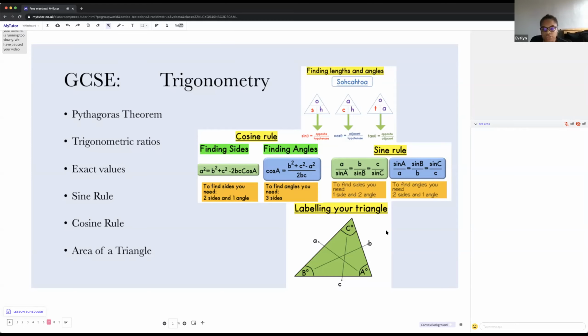All of these things that are here, you need to know for AS level. And they could very well ask you a question which could appear in a GCSE paper as well. So there's nothing stopping them from doing that.